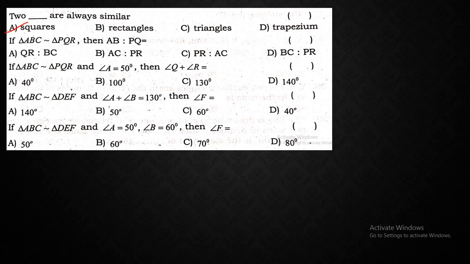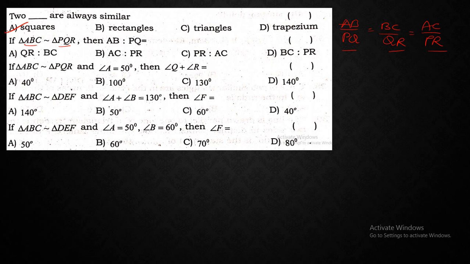Next, if triangle ABC is similar to triangle PQR, then what can we say? Corresponding sides are proportional. So AB by PQ is equal to BC by QR is equal to AC by PR. These ratios will be equal, so we call them proportional, right?